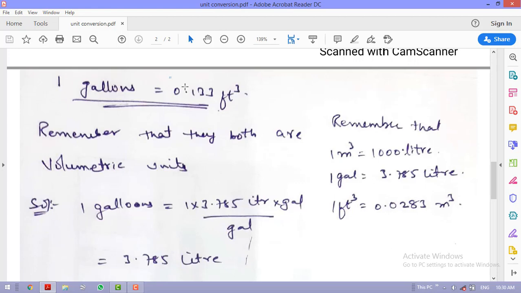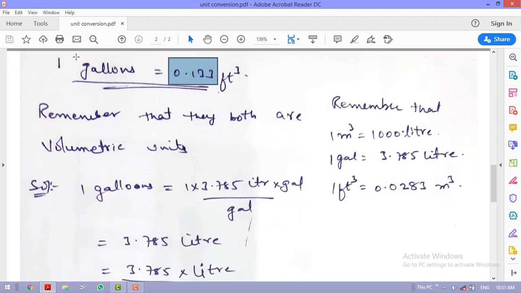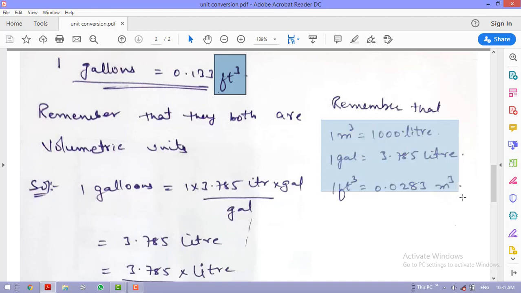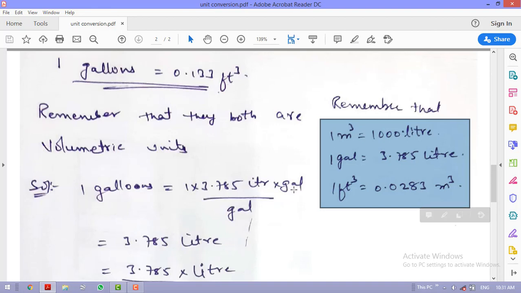Although I have written over here that it is 0.133 feet cube, now let us see how we can convert that. As I even told you in the above conversion, a gallon is a volumetric unit. Okay, and feet cube is also a volumetric unit. So before converting this, although I have used a very long procedure to convert gallons into feet cube, if you directly know how gallons and meter cube are related to each other, then you can directly convert that.